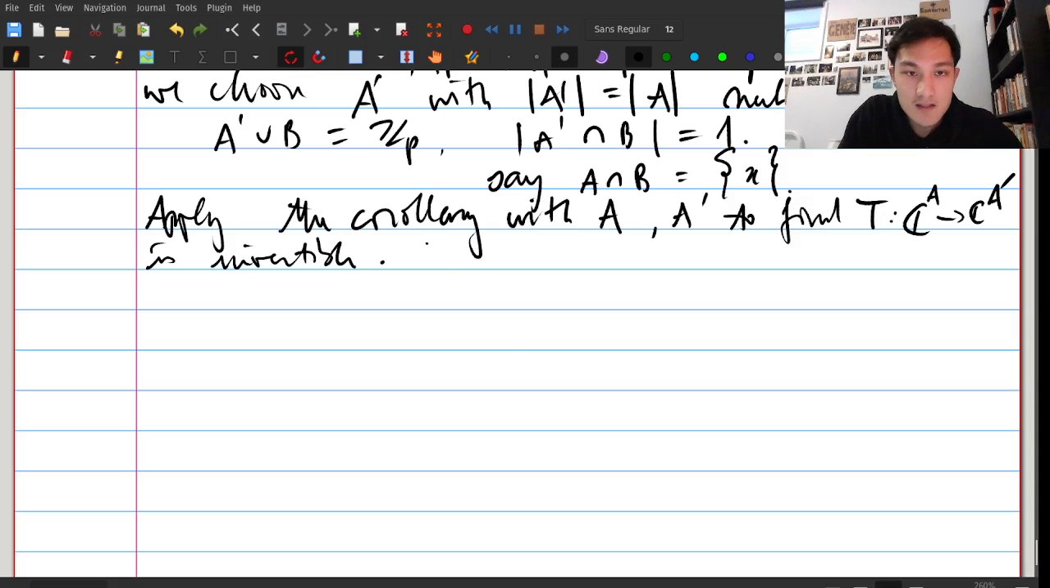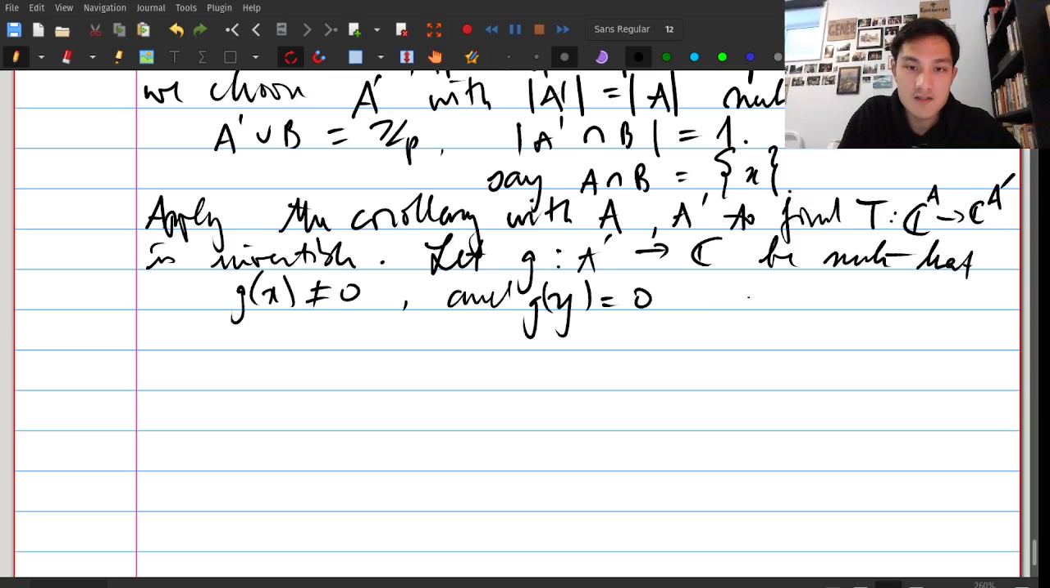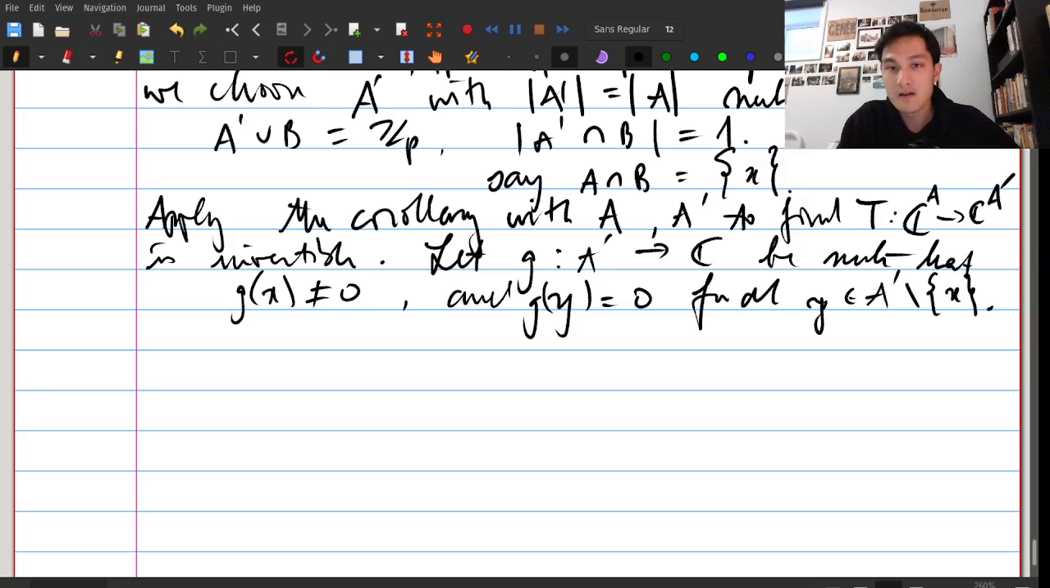So now we let G be a function from A prime to C. Let's just not be confusing. So G is a function from A prime to C such that G of x is not equal to 0, and G of y equals 0 for all y in A prime that are not x. Okay, so it's really just a function that is nonzero on just this one point x, and everywhere else it's 0.